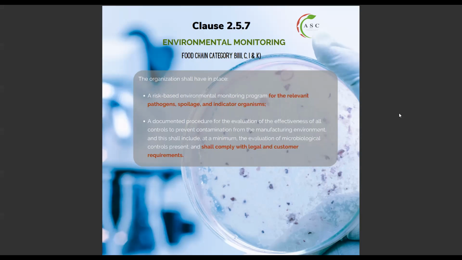So if you are not reviewing it annually, there is also something that you need to take note of: if there is any significant change related to products, processes, or legislation, so there is a new labeling legislation, for example, I would expect you to review your environmental monitoring, because it could perhaps give clarity on certain microorganisms, on certain tests.